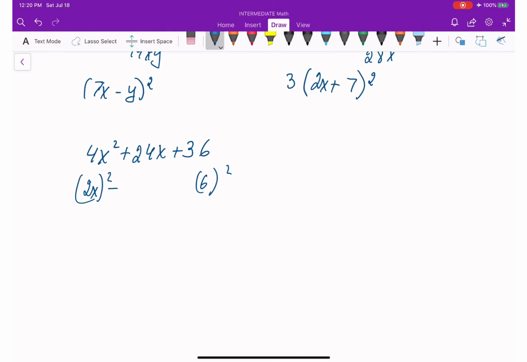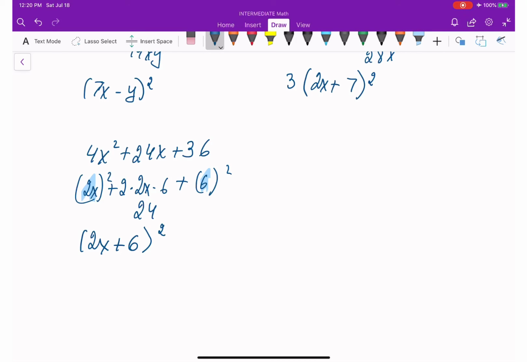Now let's check 2ab. Twice times 2x and times 6. How much do we get? 4. 4 times 6, we get 24. Okay. We can write down 2x plus 6 squared, right?